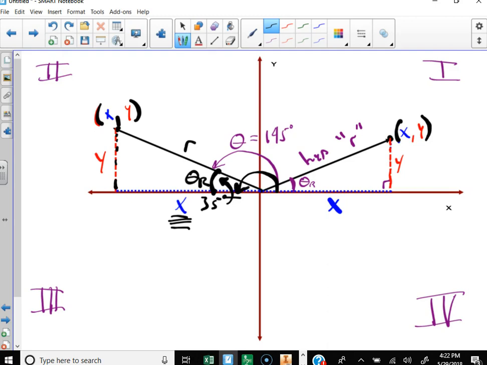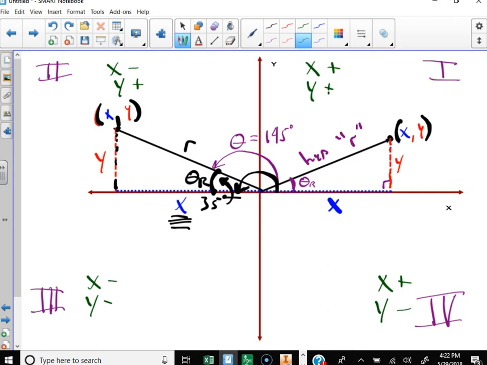And in fact, it might not be bad to note that, and we'll do it in green, that in the first quadrant, X is positive, Y is positive. Over here in the second, X is negative, Y is still positive. Down here in the third, X is negative and Y is negative. And in the fourth, X is positive and Y is negative. But we can solve any of these based on that information.